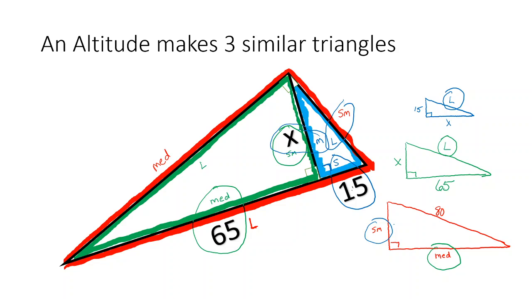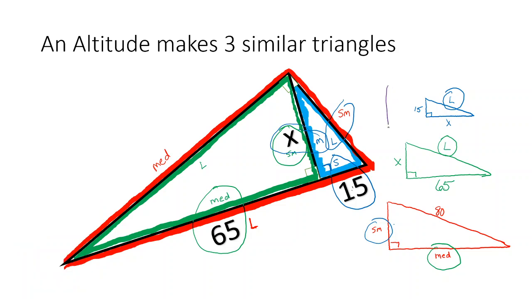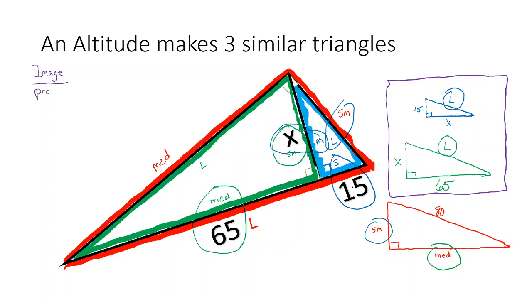So now you say, okay, Mr. Wilson, how does this set up a geometric mean? Well, I'd like to focus on these two triangles. Some problems you might want to work on a different pair of triangles, but this time I want to work on this set because remember they are proportional. So we're going to say the image over the pre-image. We're going to make the larger one the image. So we have the image over the pre-image, and we're going to set that up as a proportion.